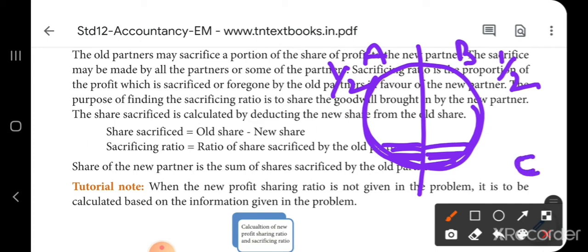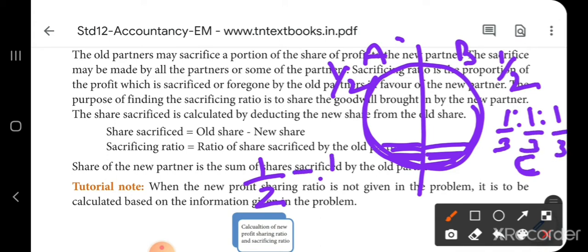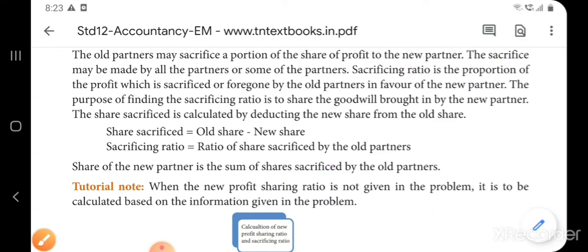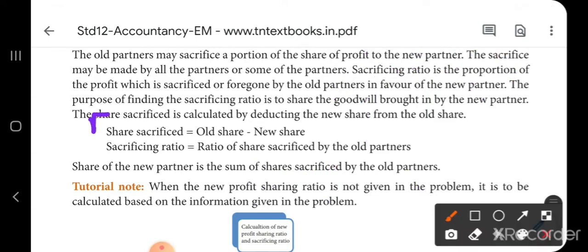If you want to calculate that, the formula is the old share. What is the old share of A? 1/2. Okay. And what is the new share of A? 1/3. In the example which I gave you, the new share of A is 1/3. So 1/2 minus 1/3. You have to calculate the sacrificing ratio. So the formula is share sacrificed is equal to old share minus new share.